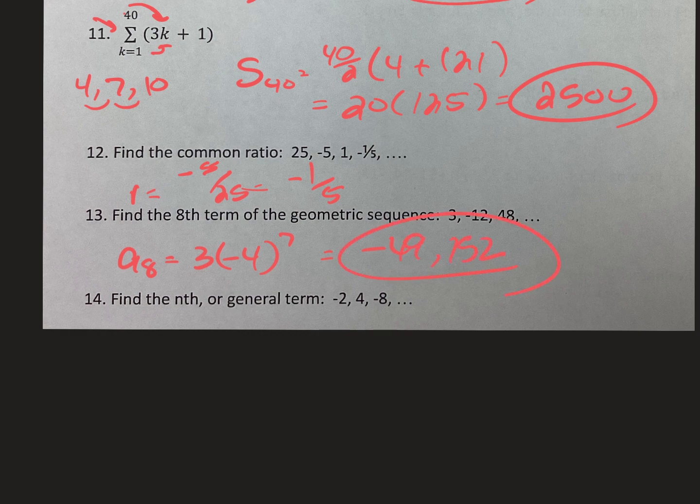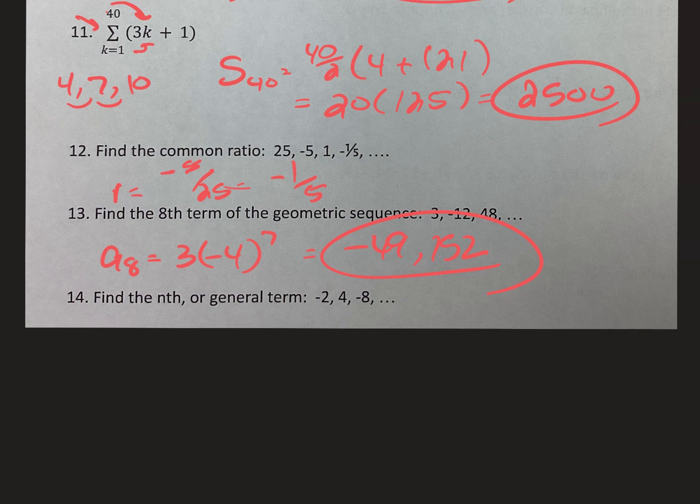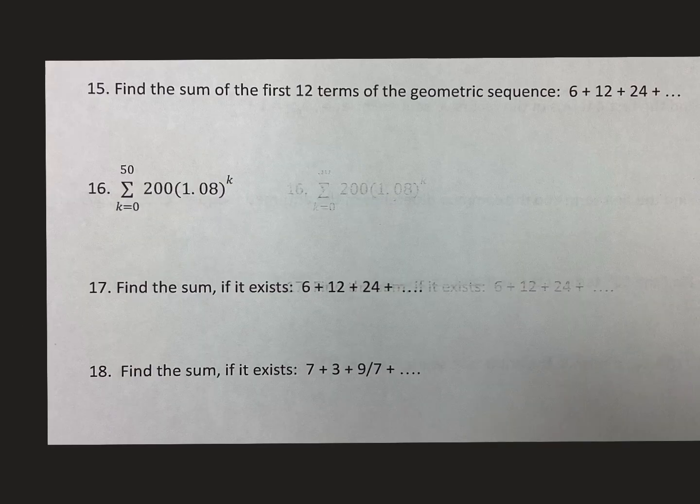They grow really fast. 14 says find the nth term, which means you're looking for the pattern here. And if it's geometric, you just write the formula. So the nth term is the first term times R. R is 4 divided by negative 2, which is negative 2, to the n minus 1 power. And because you're looking for the nth term, you leave the n's in. Remember to leave the n's in there.